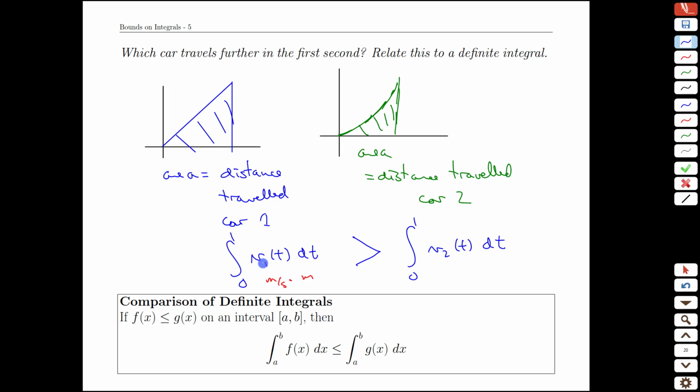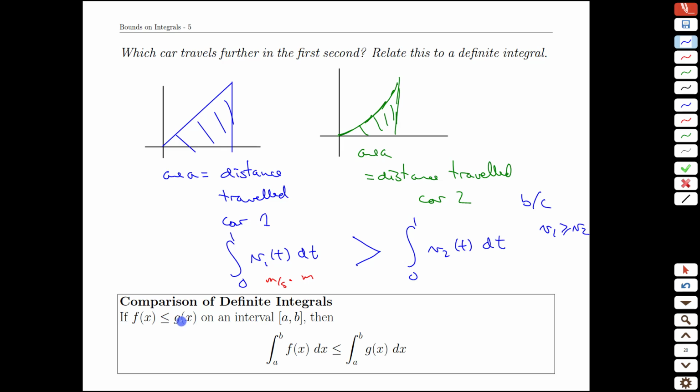But why is that true? Well, it's true because the velocity of car 1 was always higher than the velocity of car 2. So if you have this relationship where one velocity is higher than the other, then no surprise, the integral, or the area underneath the graph of this, is going to be larger than the area underneath the second graph. And that's just formalized here in the opposite order.